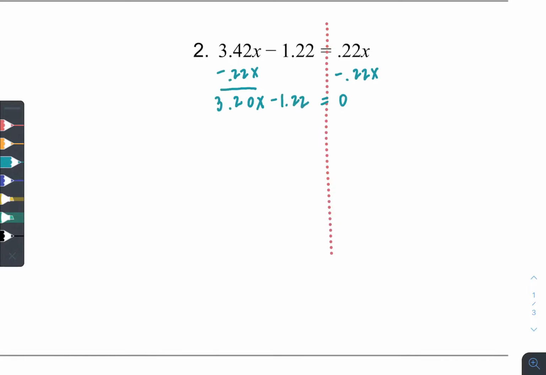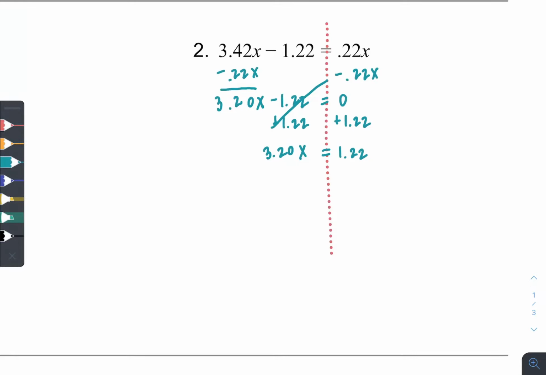That's okay. Then we want to undo any addition and subtraction. The way we're going to do that is by adding 1.22 to both sides. So to undo subtraction, we do addition. When we do that, these cancel out, and we're left with 3.20x equals 1.22.